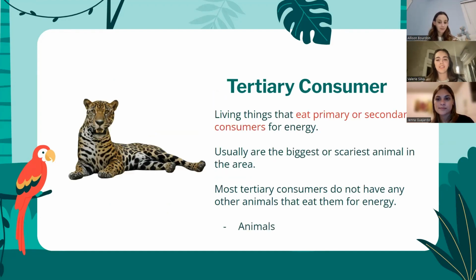All right, next on the food chain, we have tertiary consumers. These are living things that eat primary or secondary consumers for energy. So it's the next level on the food chain. The tertiary consumers are usually the biggest or scariest animals in the area. So, for example, in this one we have a tiger. Most tertiary consumers do not have any other animals that eat them for energy. So they're kind of at the top of the food chain.